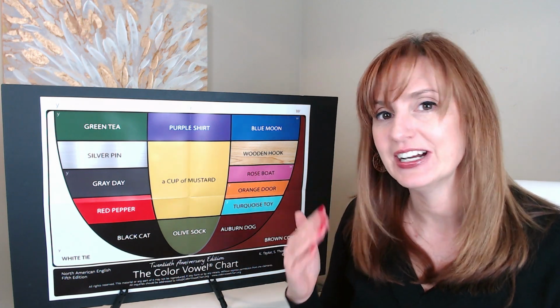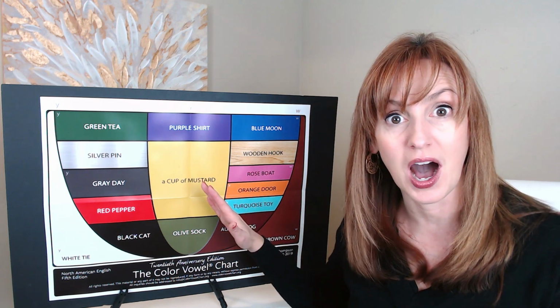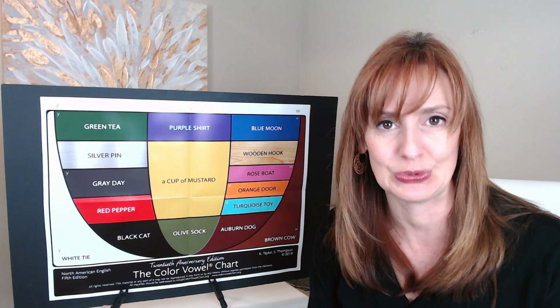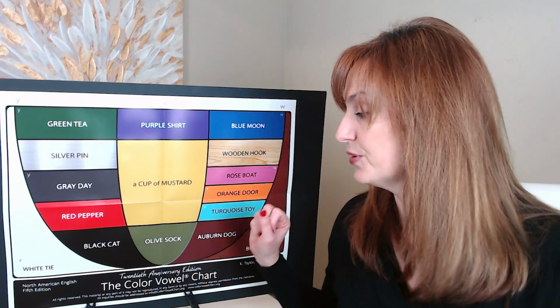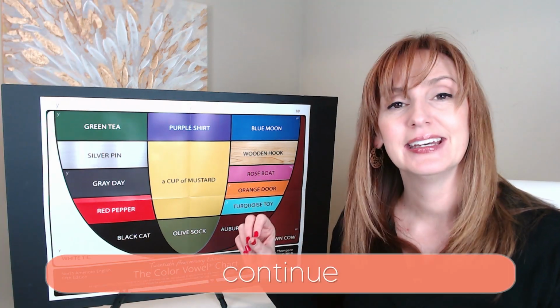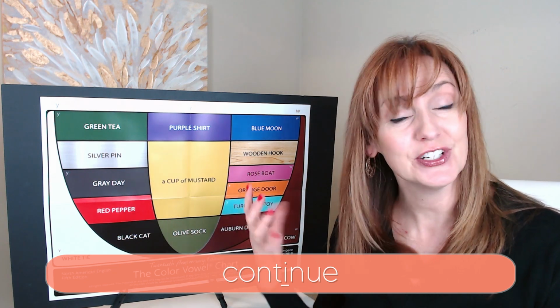All right, so if that C-O-N is not the stressed syllable, if that first syllable is unstressed, what you're going to hear is this cup of mustard sound, or the schwa. That first syllable is going to be very, very quick. It's reduced. It's going to sound like con, con, con. Very different from con in words like continue. Do you hear the difference there?